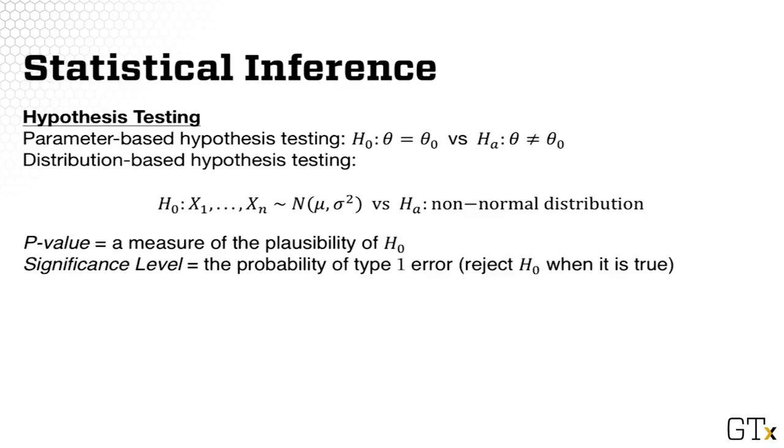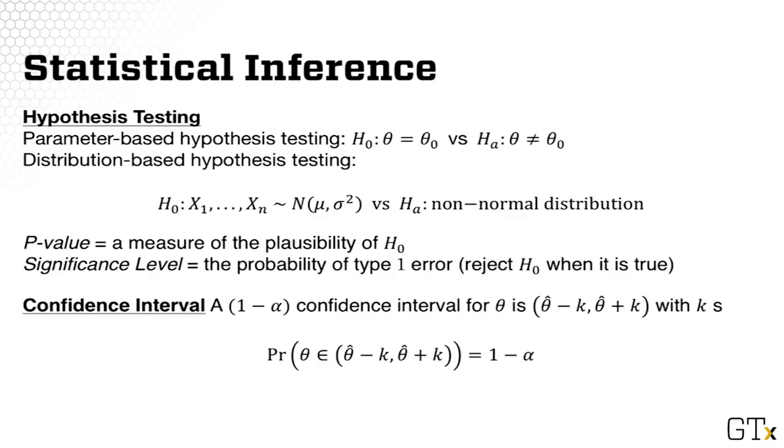A p-value is a measure of the plausibility of the null hypothesis. The p-value can also be interpreted as the smallest significance level at which we reject the null hypothesis, where the significance level is the probability of type 1 error.